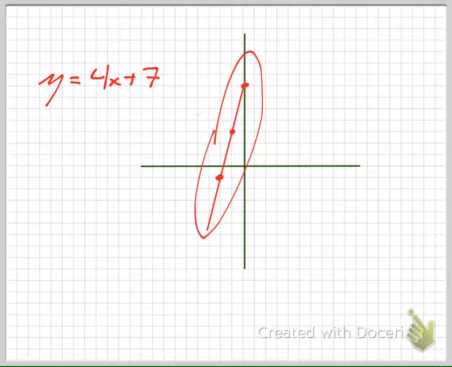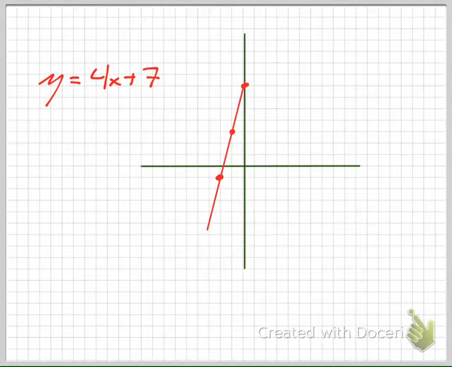Question, Mr. J. For the slope, yes, it's opposite reciprocal. Perpendicular means opposite reciprocal. Whatever the slope was, it's now opposite and a reciprocal. It will be a negative 1/4. Make sense? Opposite reciprocal. That's perpendicular lines.